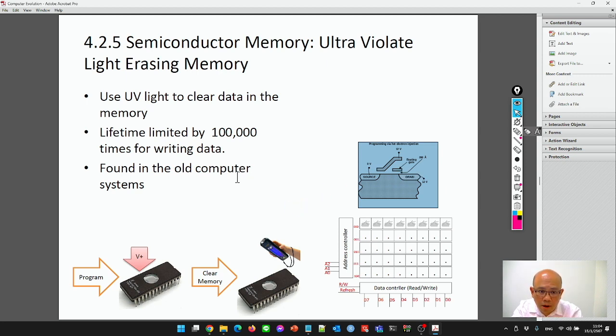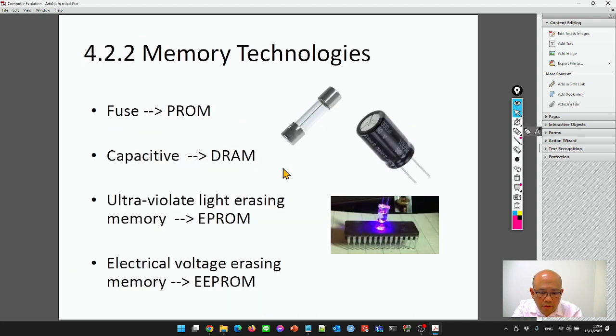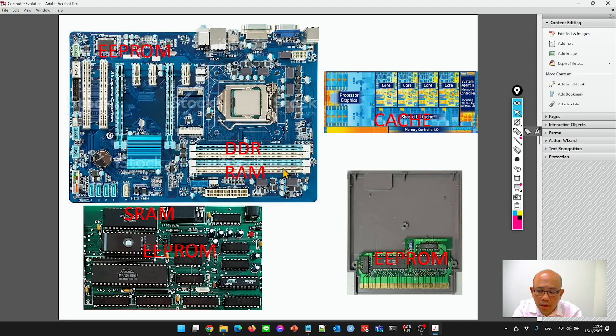The EPROM has a limitation of only 100,000 times reading or writing the data. Now EPROM is obsolete. You can find the EPROM in microcontroller boards in industry to control machines. For example, here, this is an EPROM. For most EPROMs, after you finish programming, the chip maker puts a sticker on the face of the chip to protect it from UV light.